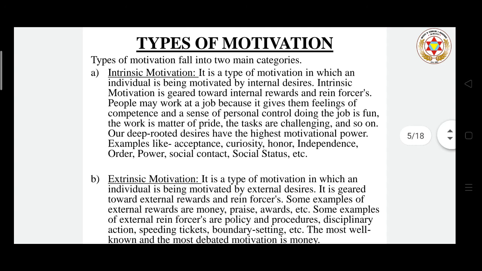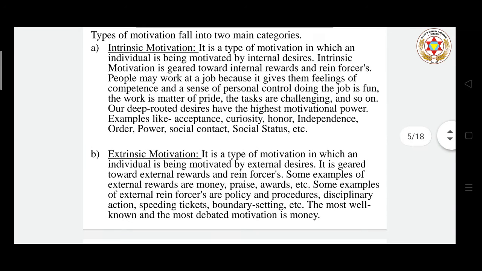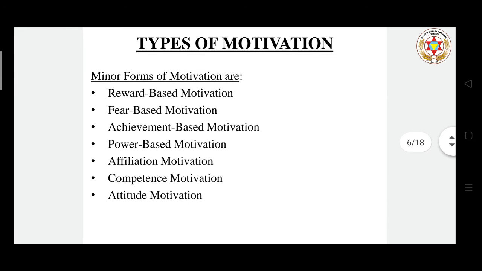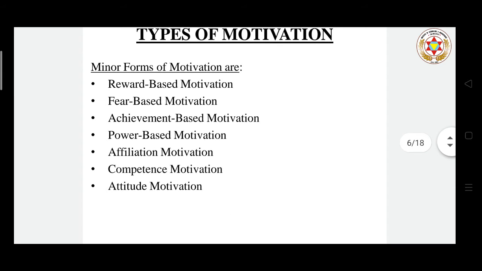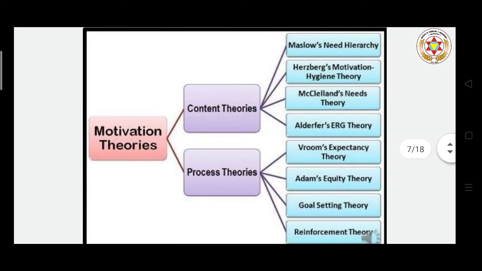That is basically the intrinsic motivation, like acceptance, curiosity, honor, independence, order, power, social contact, social status, etc. Whereas the extrinsic rewards are basically money, praises, awards, etc. So it has to do with the performance goal, where recognition is coming from some kind of outside forces. There are some minor kinds of motivations also, like reward-based motivation, fear-based, achievement-based motivation, power-based motivation, affiliation-based motivation, or competency and attitude-based motivation.